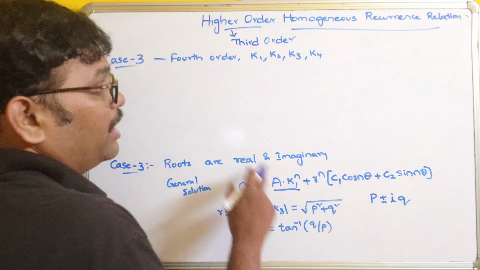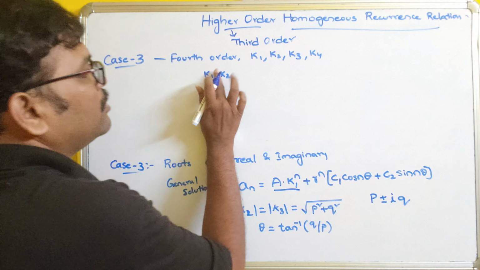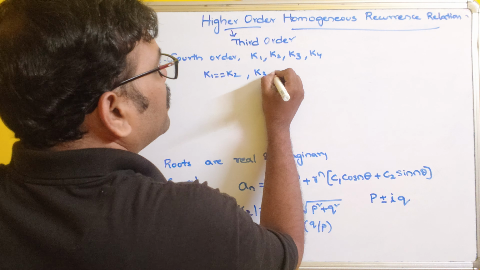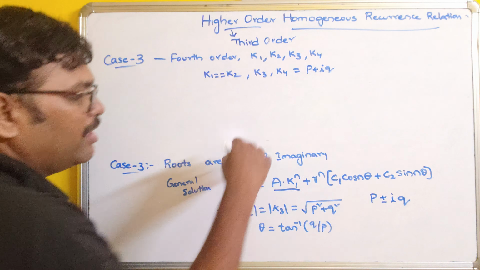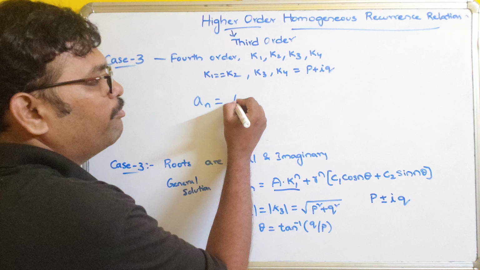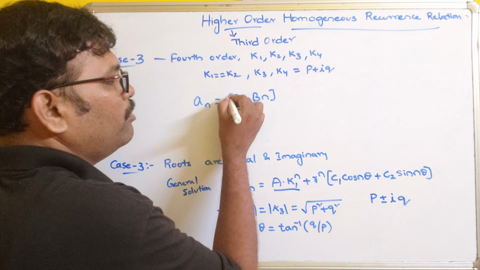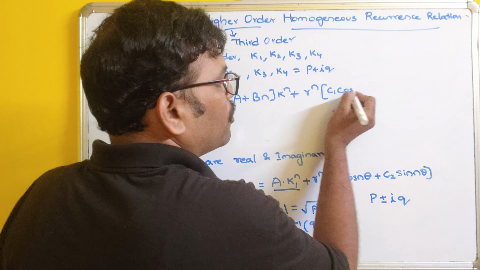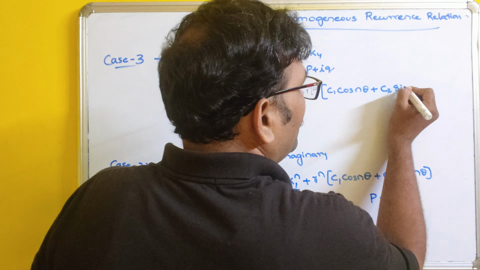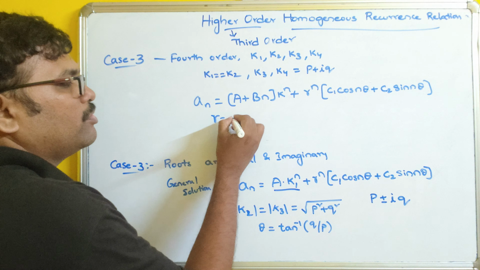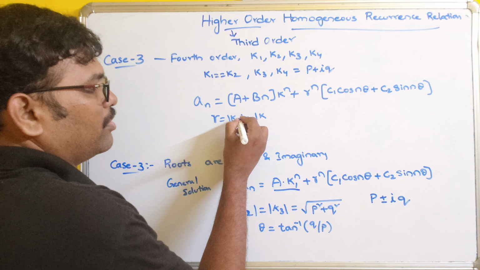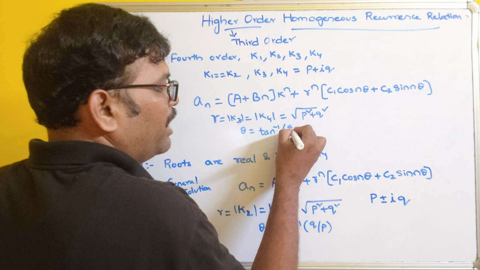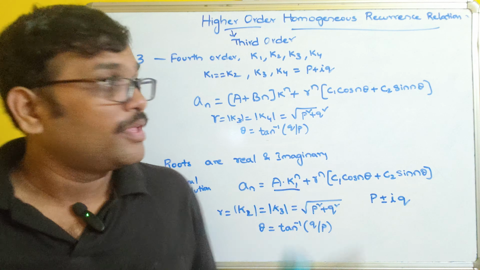So if we are having four roots and two are equal, so if k1 = k2, and k3 and k4 are p ± iq, then the formula will be a_n = (a + bn) k^n + r^n (c1 cos nθ + c2 sin nθ), and the remaining are the same. r = √(p² + q²), which is nothing but k3 and k4, and θ = tan⁻¹(q/p).